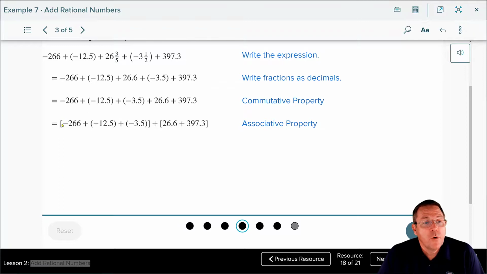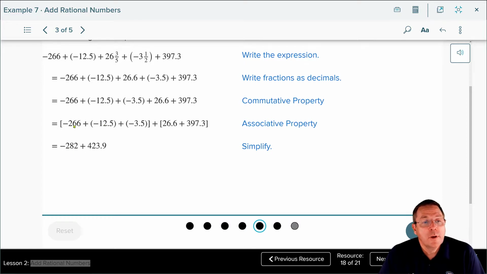From here, they broke down braces into the parts that they wanted to work together. You don't have to do that, but it's a good way to get a visual representation of what you're going to end up doing. And from there, they started working on that problem. The negative 12.5 minus 3.5, that's going to end up being, let's see, negative 13. That's going to be a negative 16 right there. And then negative 266 minus 16, that gave you the negative 282.